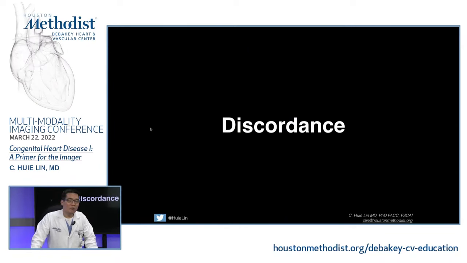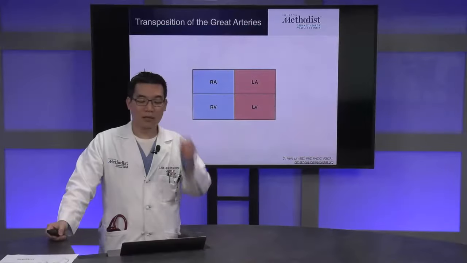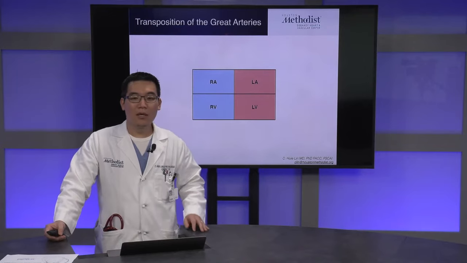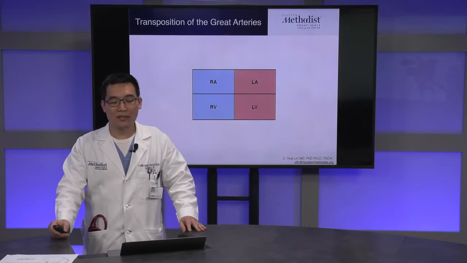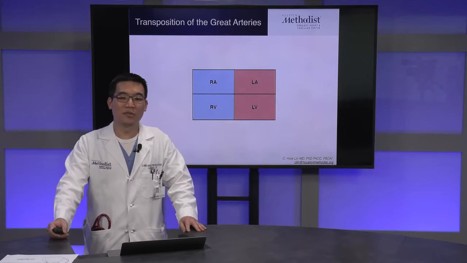So I've taken a wastebasket term, discordance, to characterize multiple different lesions, and we'll talk about each of those separately. So one of the most common complex congenital heart lesions is transposition of the great arteries.